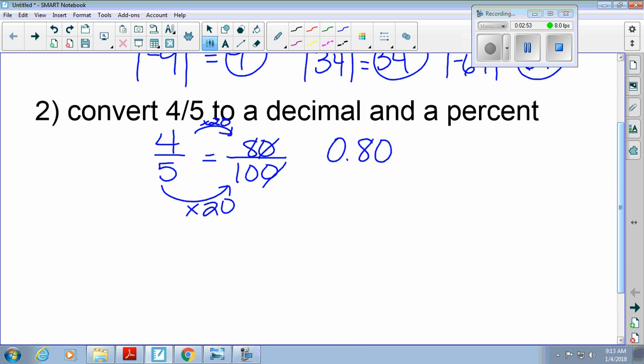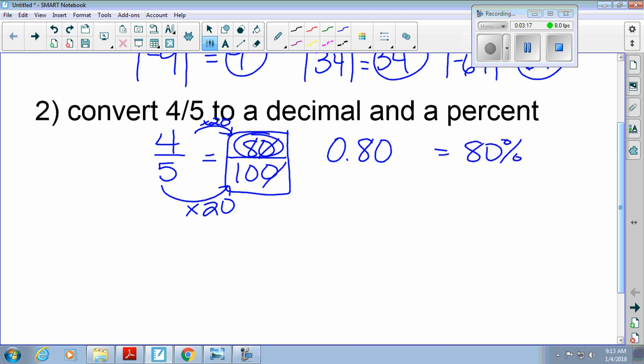So that's a decimal. How would I change this? We're looking at this fraction again, 80 over 100. How do I turn that into a percent? It's pretty easy, right? Percents are out of 100. So if you have a fraction where it's out of 100, then your day is made, kids, because you just take that top number. So that would be 80%.